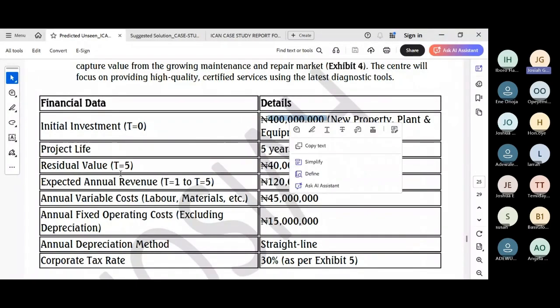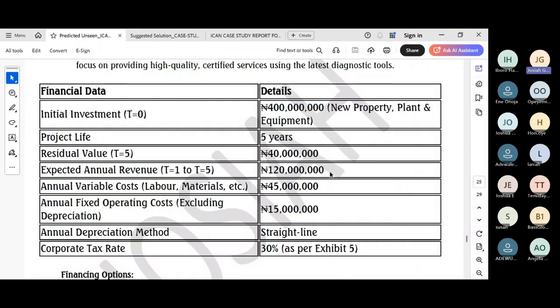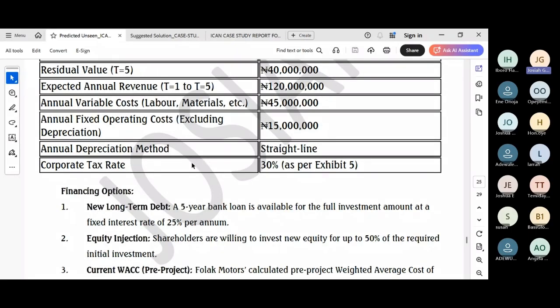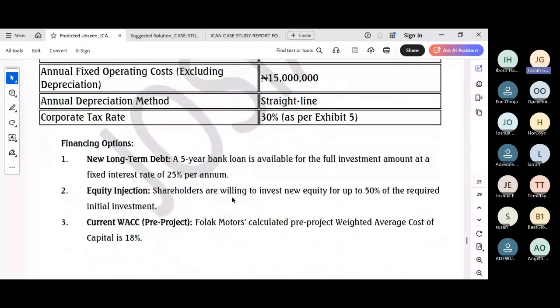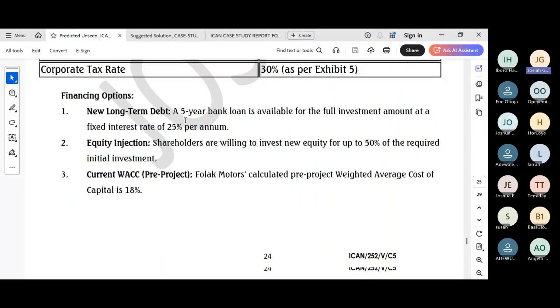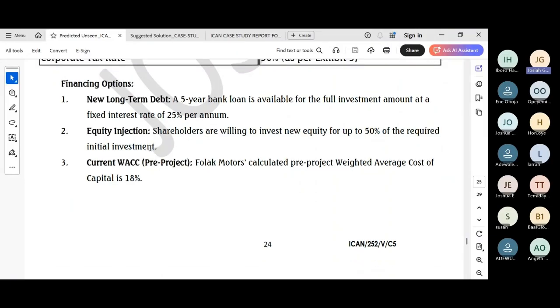remaining from the usage of this 400 million. And we have expected annual revenue of 120 million, variable cost 45, annual fixed cost excluding depreciation is 15. And the depreciation method should be straight line. Company income tax is 30% as per Exhibit 5. So we have the financing options: to take a long-term debt at 25% fixed interest rate, a 5-year loan. We also have another option for the company shareholders to inject 50% of their current equity for the initial investment. So either of these two will help us with our current financial challenge. And the project's hurdle rate is 18%.